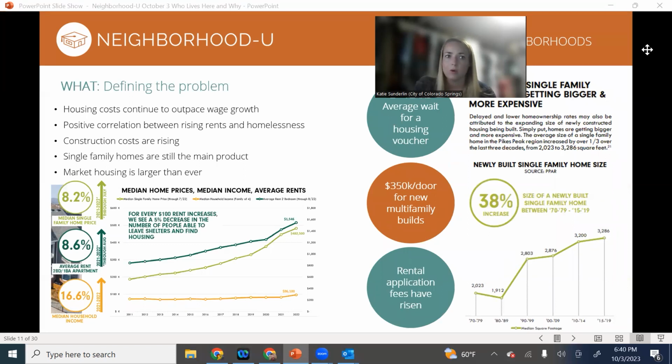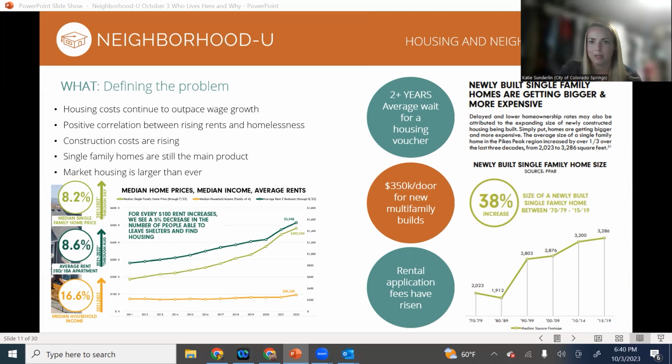Okay, so what's our problem here? And I don't know if anybody in the room is looking for housing right now, or recently has looked for a place to live or to buy a home. This graphic on the left here really summarizes what our real problems are. The orange line is the median income in Colorado Springs, and you can see that line stays relatively flat.